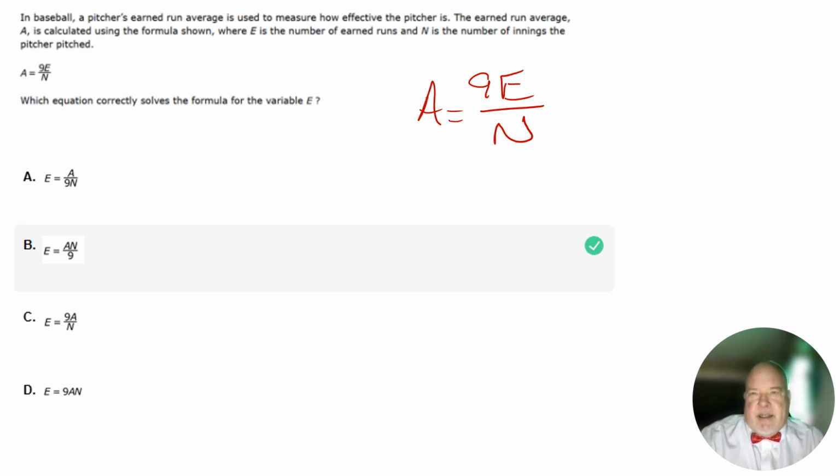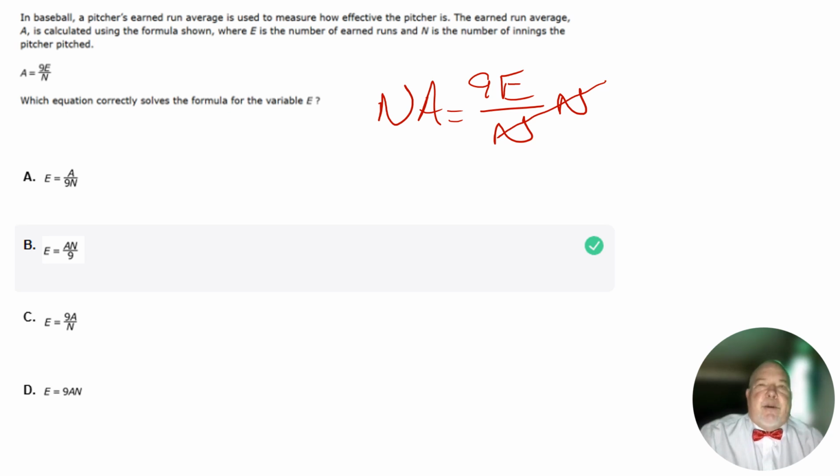So the N is being divided here. It's E divided by N. So we do the opposite and we multiply by N. So I'm going to multiply both sides of this equation by N. And remember, when you solve equations, you can do whatever you want as long as you do it to both sides, because that will keep the equation balanced. So N over N is 1, so that gets rid of that.